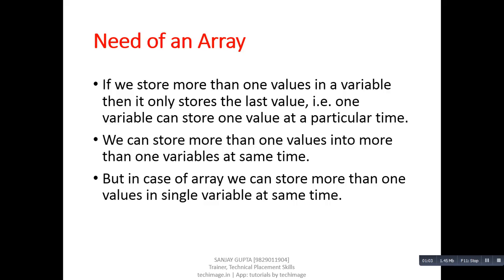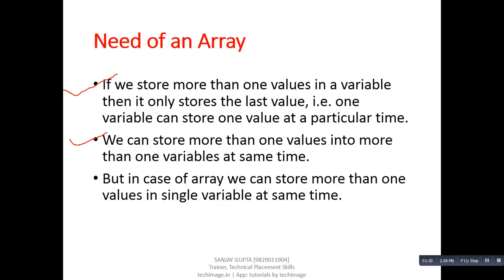Now, what is the need of an array? So if we study the first point, if we store more than one value in a variable, then it only stores the last value. That is, one variable can store one value at a particular time. So this statement is quite simple. We can only store one value inside a particular variable. So the solution of this problem is the second point.